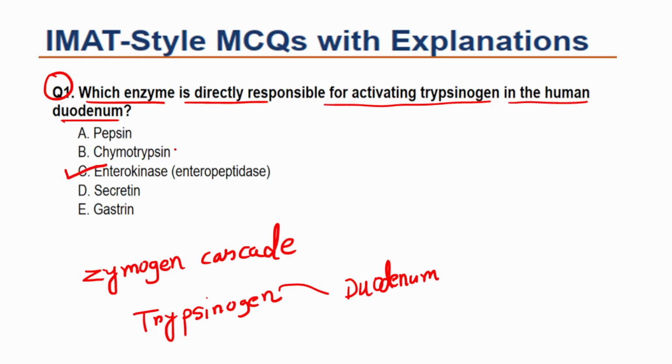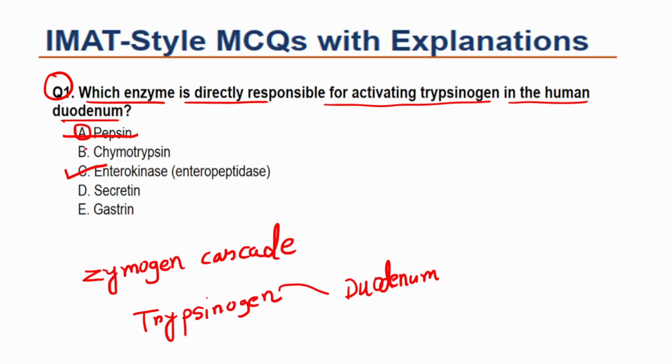Let us evaluate why the alternative options are incorrect to solidify our understanding. Option A, pepsin, is an endopeptidase that operates exclusively within the highly acidic gastric lumen and is completely denatured by the time it reaches the duodenal environment.